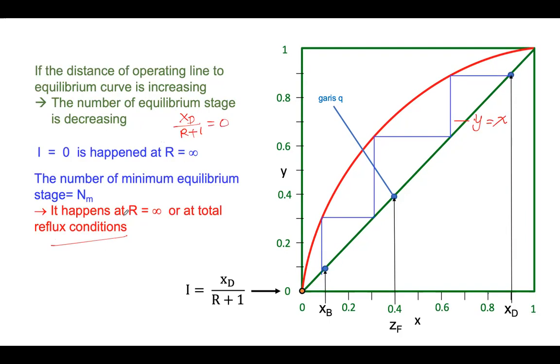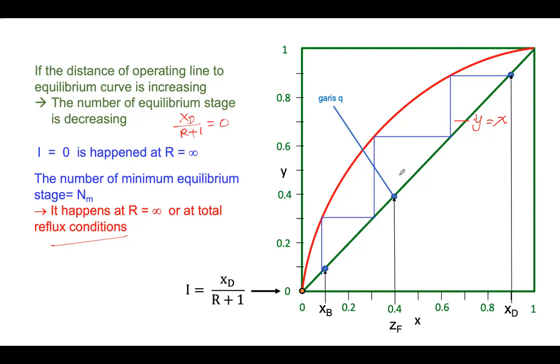That happens if we don't have any distillate, where all of the vapor we condense 100% as a liquid and then put it back. This reflux condition gives the minimum number of equilibrium stages. The minimum number of equilibrium stages is called Nm, and we calculate Nm when R equals infinity, the total reflux condition.